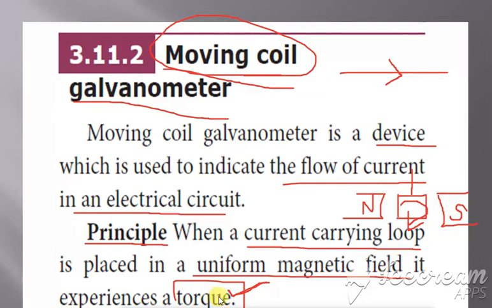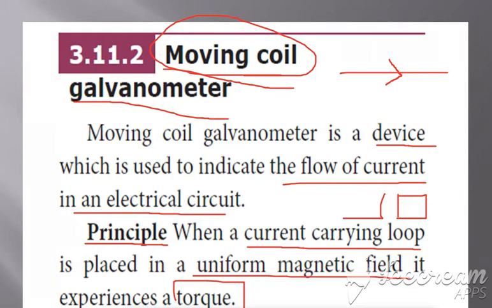torque. So if a current carrying coil is placed in the middle of a magnetic field, it experiences a torque. And because of the torque, it will turn. Okay, so this is the principle of this device, the moving coil galvanometer.